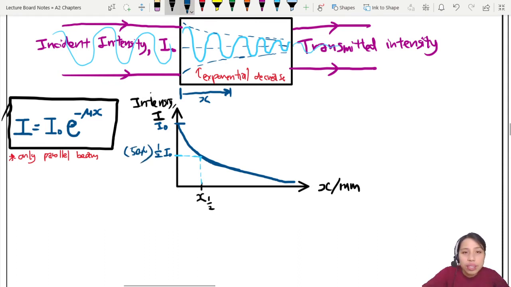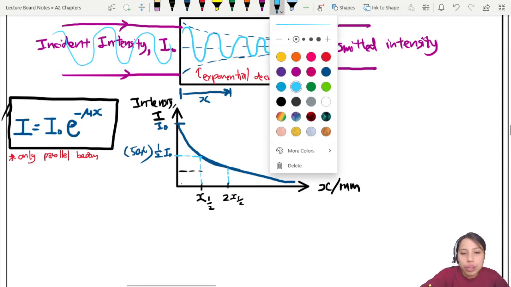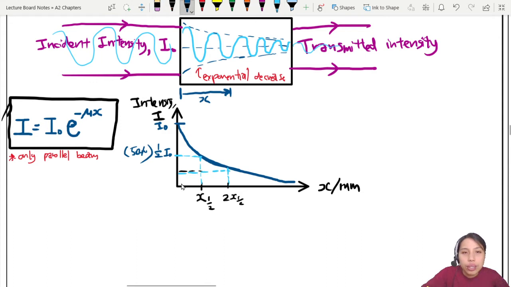Then maybe you travel another same distance, that same amount. You travel until here. I'm going to call this 2 times x half. What would that be? Now your 50% is divided by 2 again, and becomes 25%. Wow, so you drop again. This is what we call exponential decay. Here drop, there drop. So this one now becomes 1 over 4 I naught. This is what we call an exponential decrease. So now it has dropped to 25%, and you can keep going. You half and half and half until everything is gone.